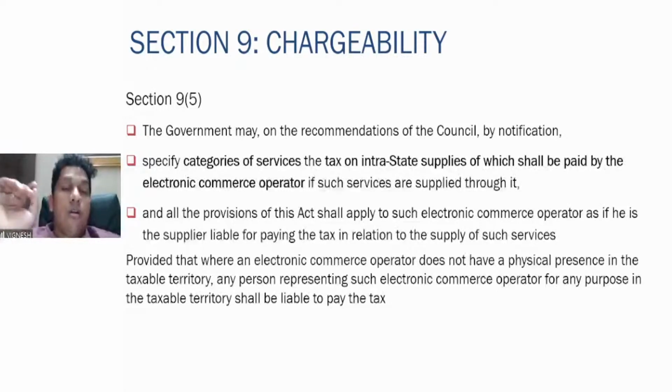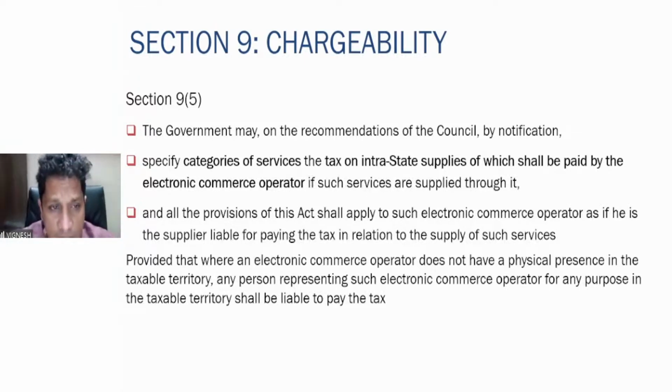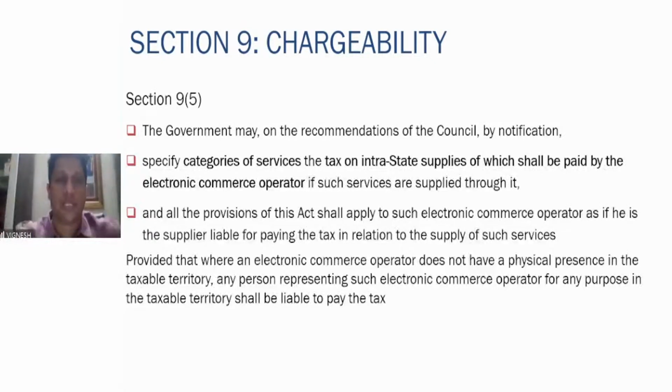So therefore, the moment it refers only to services, the next point is, what are the category of services which it refers to? Okay. So the government may specify the categories of services, the tax on which shall be paid by the e-commerce operator, and provisions of this act shall apply to such e-commerce operator as if he is the supplier liable to pay the tax. So very, very simple point. What does it mean?